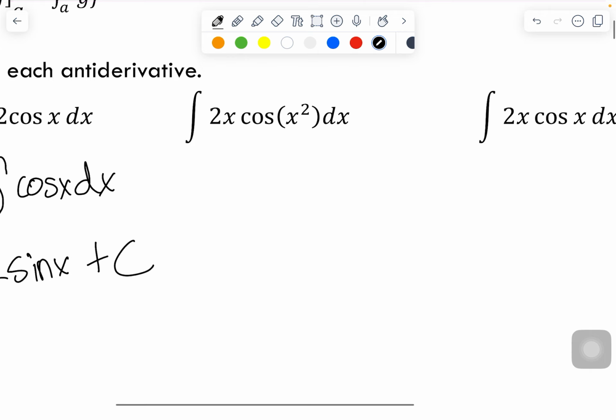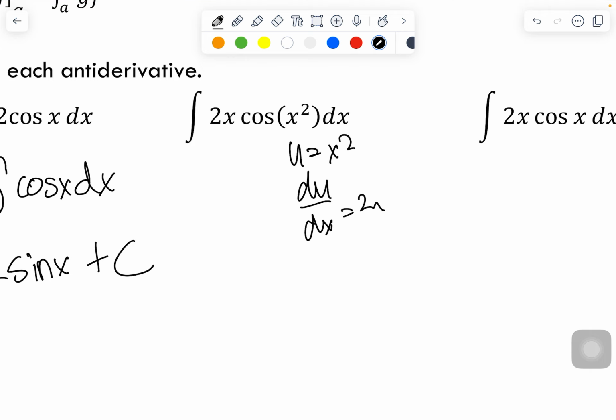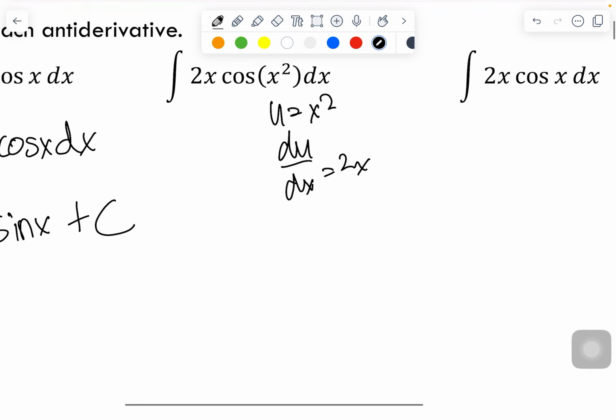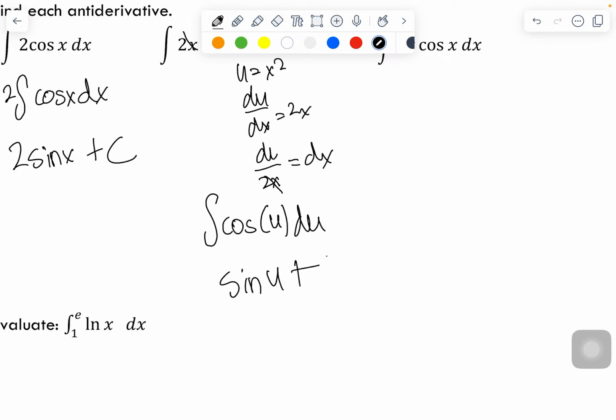Here we could use u sub, setting u equal to x squared, du dx equals 2x, so du over 2x equals dx. These would cancel, so we're left with the integral of cosine u du, which is equal to sine of u plus c, and u is x squared.